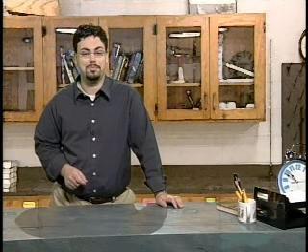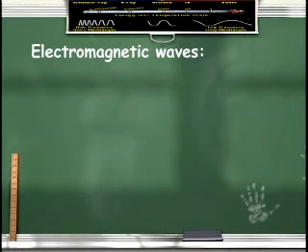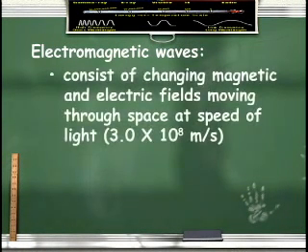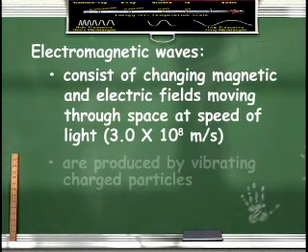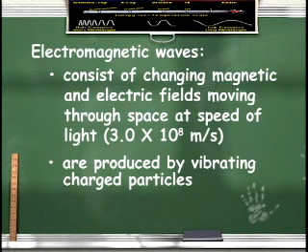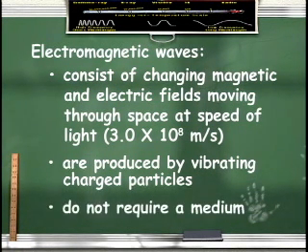It's time for some notes. Electromagnetic waves consist of changing magnetic and electric fields moving through space at the speed of light, which is 3.0 times 10 to the 8th meters per second. Electromagnetic waves are produced by vibrating charged particles. Electromagnetic waves do not require a medium, but can move through a vacuum.